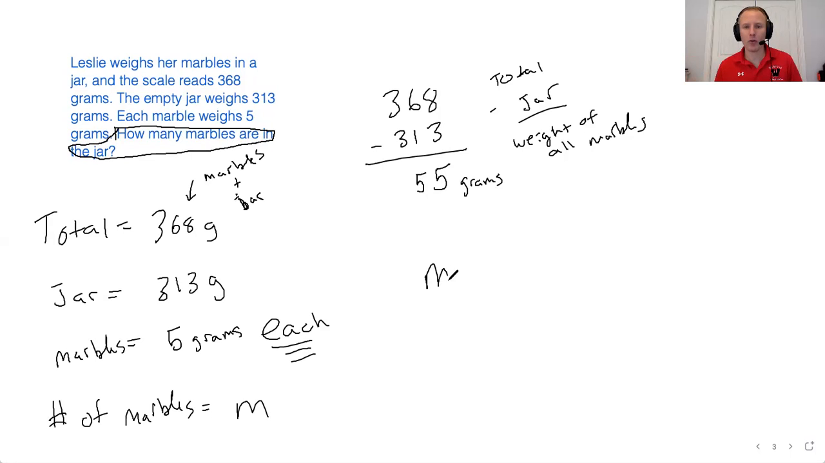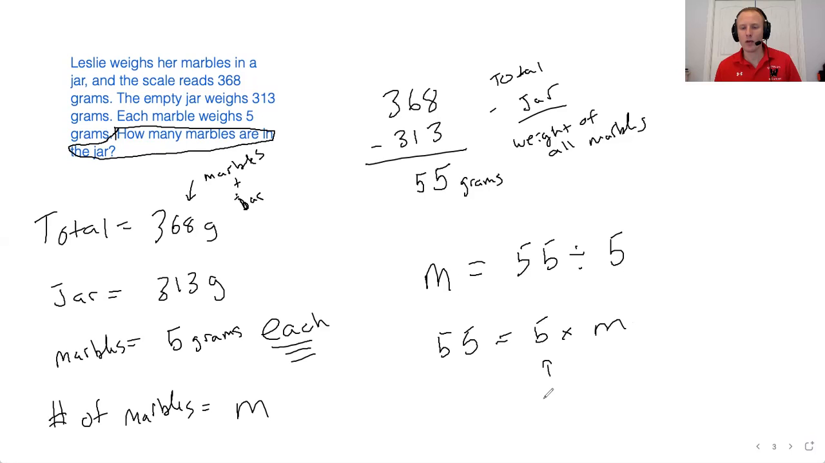The number of marbles equals 55 divided by 5. That's one way to approach it: the total weight divided by the weight of each individual one. Or another way to think of that is 55, the total weight, this is probably how most of you will think of it, equals the weight of each one times m.